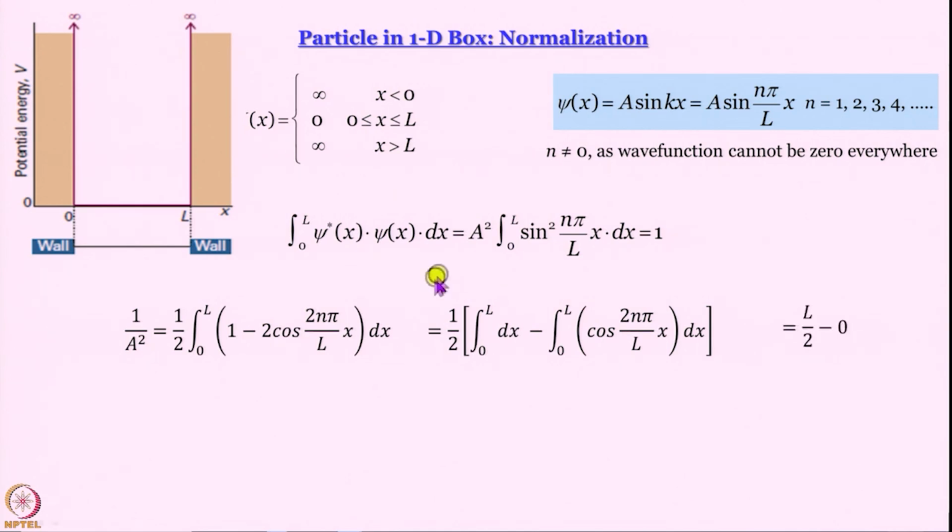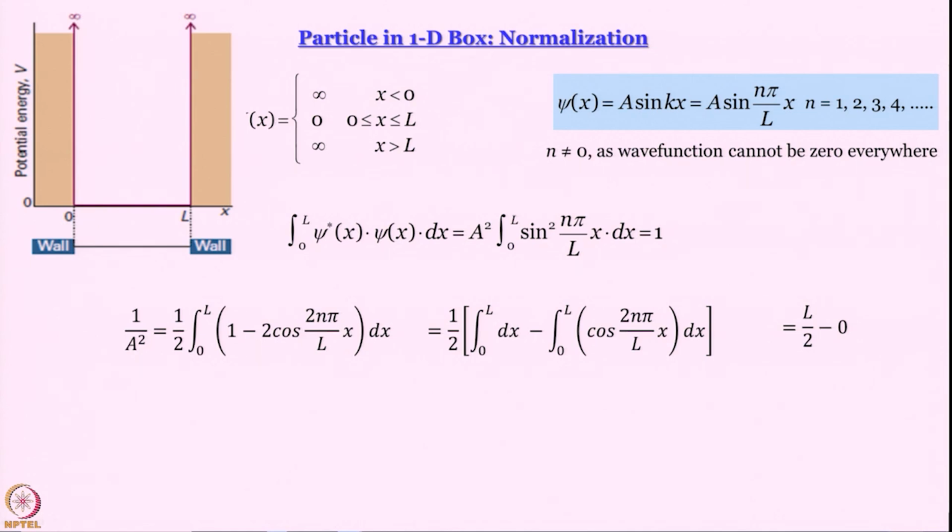Why? Because this integration, what will it give you? It will give you some sine term, sin 2 n pi x by L multiplied by some constant. But remember that at x equal to 0 and at x equal to L, that sine term has to be equal to 0, same as wave function. So, the second term becomes 0, because of that boundary condition that we have used.